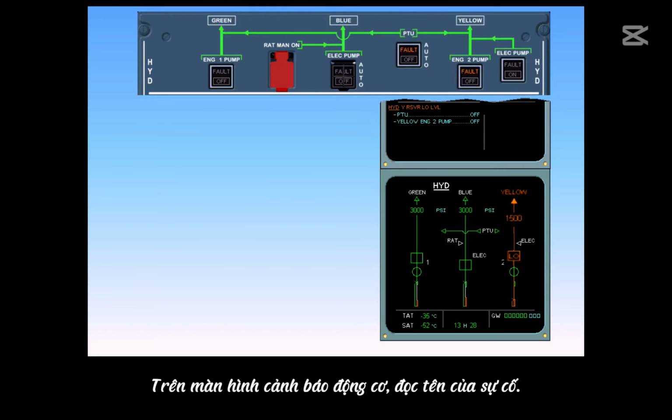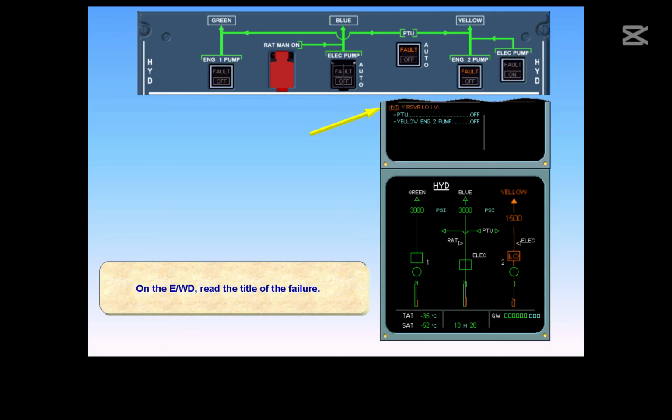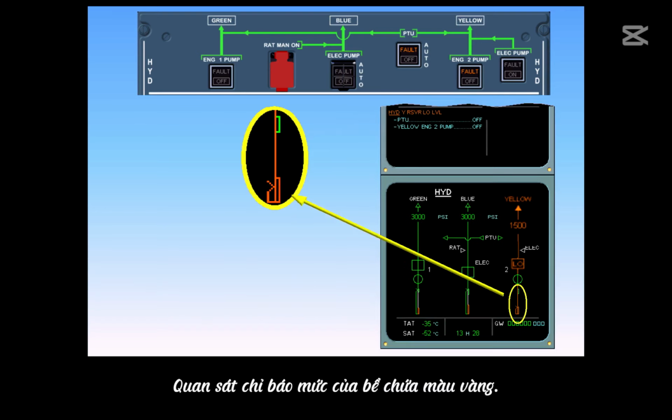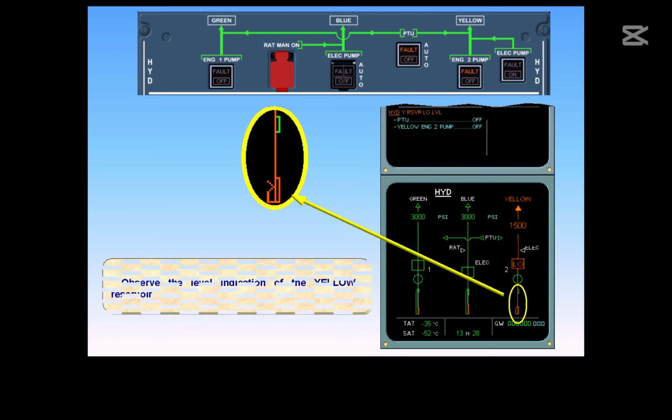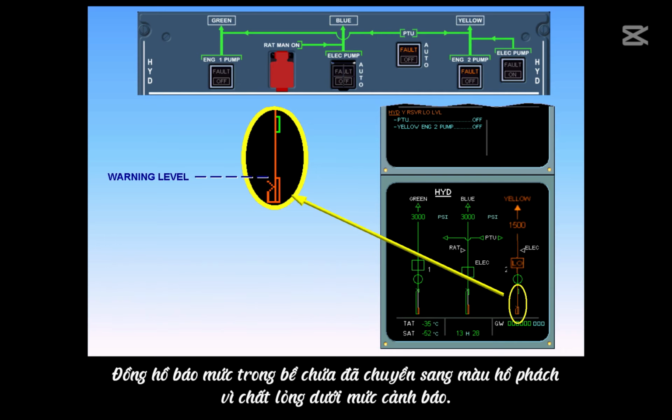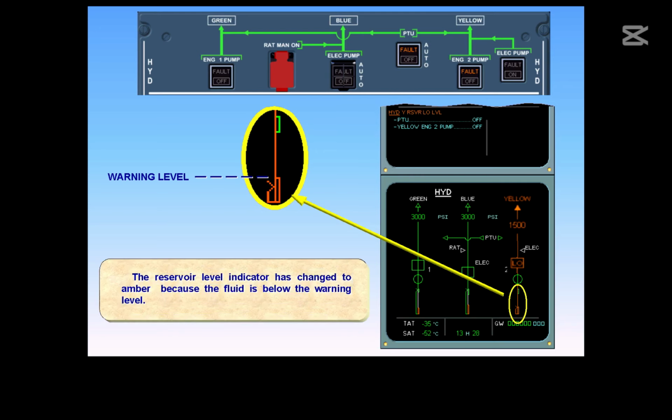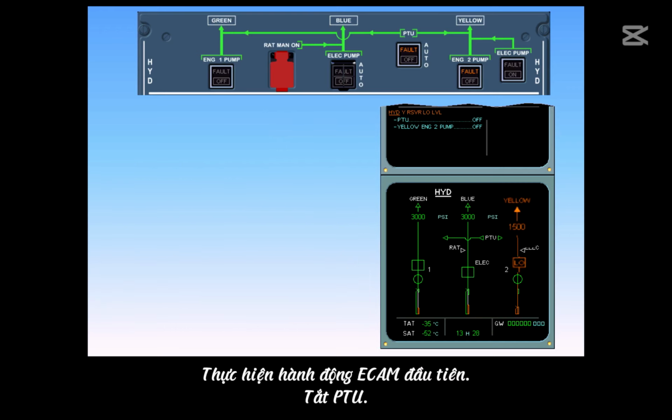On the engine warning display, read the title of the failure. Observe the level indication of the yellow reservoir. The reservoir level indicator has changed to amber because the fluid is below the warning level. Perform the first ECAM action. Switch off the PTU.